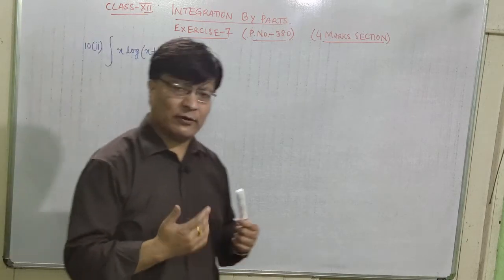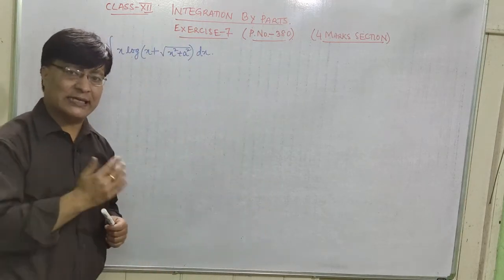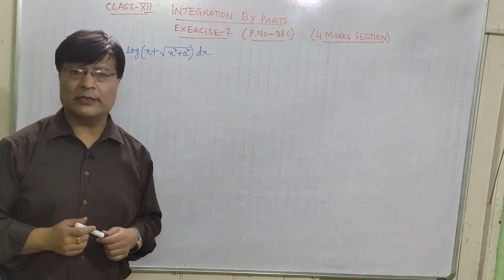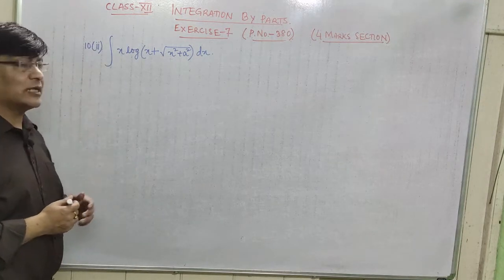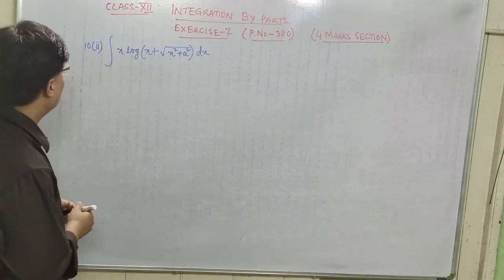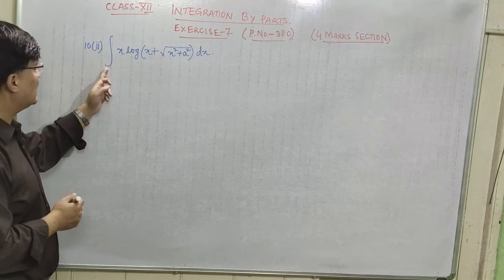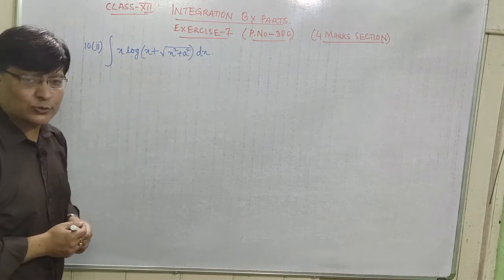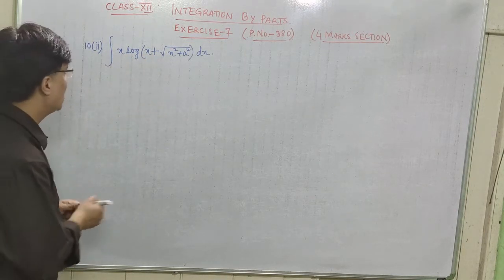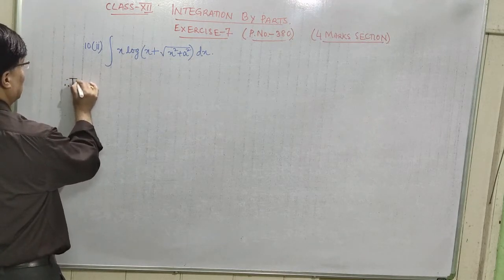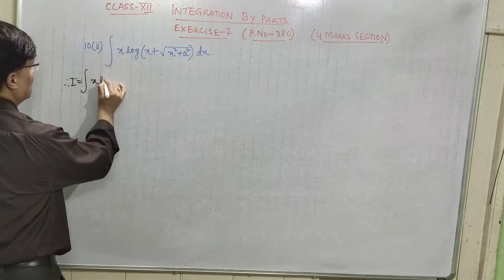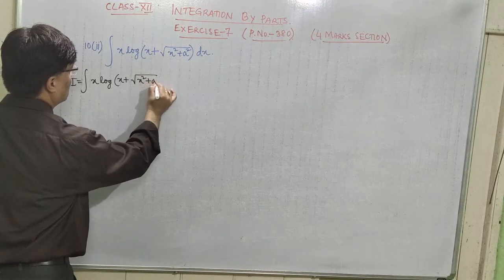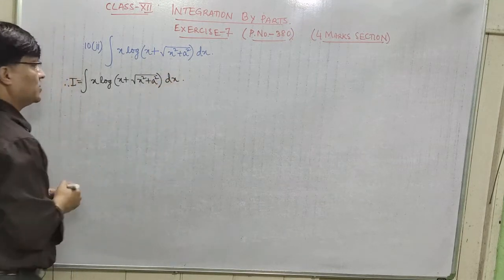So I think you have understood that 3 standard integrals in integration by parts, and I told you to prove formula number 2 also. I think you have done it. Okay, so let's do this 10 number 2. So here you have to evaluate this integration, that is integral of x log of within bracket x plus root under x square plus a square bracket close dx. So let us first write down I is equal to integration of x log within bracket x plus root over x square plus a square dx.